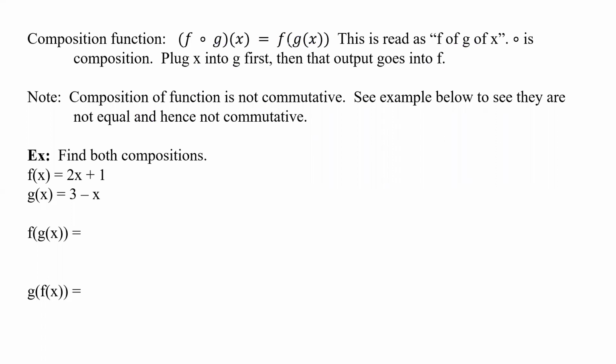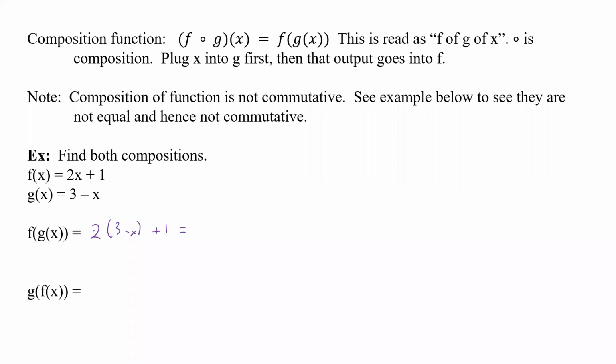So if we take f of g of x, that's not going to be equal to g of f of x. And this is the example to show you why that is the case. It's not commutative. So what we're going to do is plug x into f. Well, f is 2 times x. And remember, whatever g of x is what's going to go there. Well, g of x is 3 minus x. And then we have plus 1.